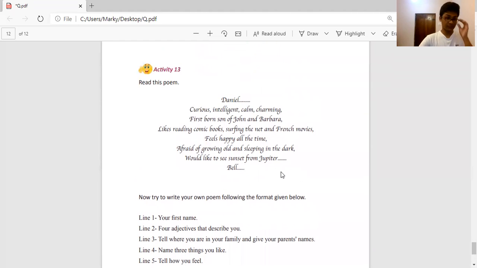So let me say, Mark. Generous, kind, helpful, lazy. Firstborn son of Roshan and Jeanette. Likes reading manga, surfing the net, and movies. Feels happy all the time. Afraid of growing old. Would like to explore the world and experience new things. Shiva. Okay, so that's it for qualities.